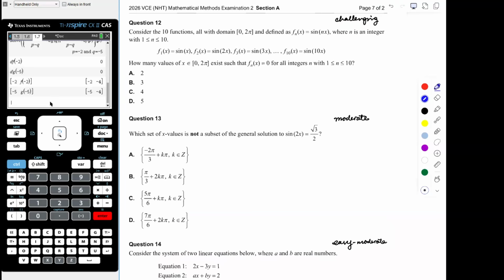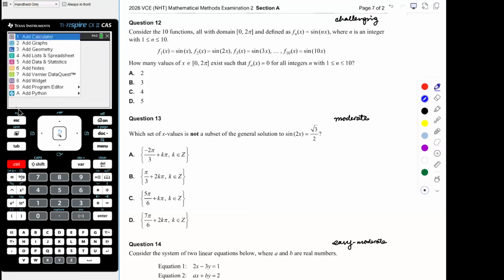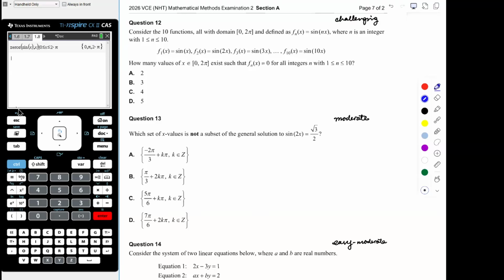Question 12 seems to be a challenging question. Consider the 10 functions, sine x, sine 2x, sine 3x, sine 4x, and so on, until sine 10x. How many values of x between 0 and 2 pi exist such that f_n(x) equals 0 for all integers n from 1 to 10? What I'll do is solve each one using the zeros command. For example, sine x, given 0 less than or equal to x less than or equal to 2 pi. So we have 0, pi, 2 pi.